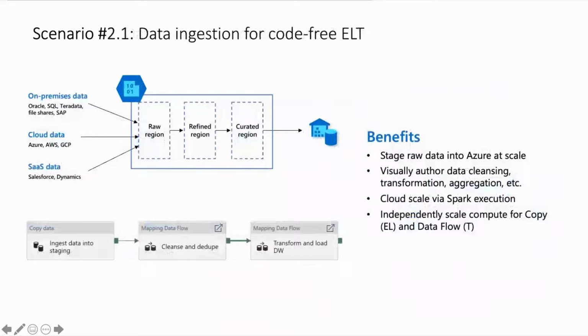The second scenario, I split into two, is data ingestion for code-free ELT, where you are using mapping data flows to cleanse the data, dedupe the data, and then even transform the data and load that into a data warehouse. So you need the data from your on-prem systems, cloud data from different clouds, the SaaS data, and then run the transformations on it, very common.